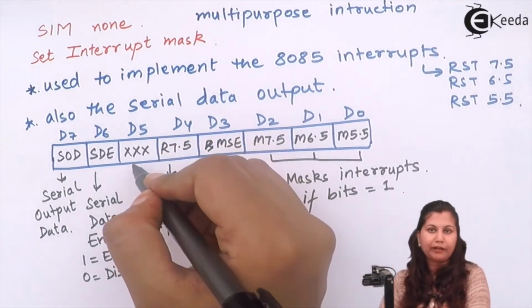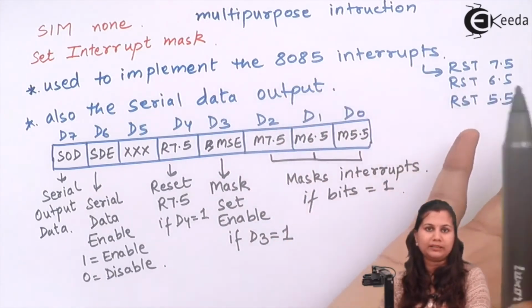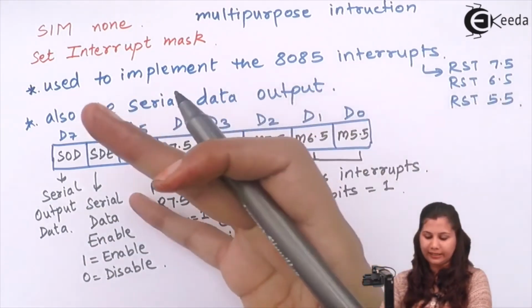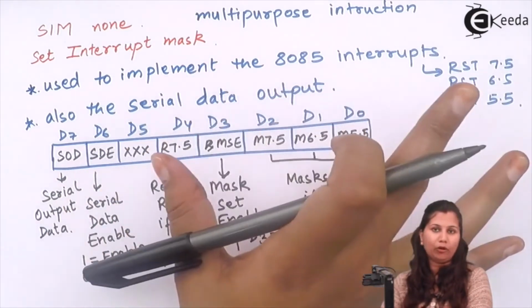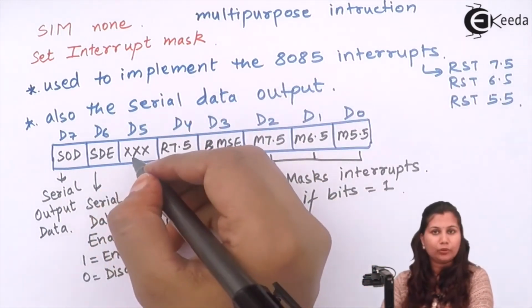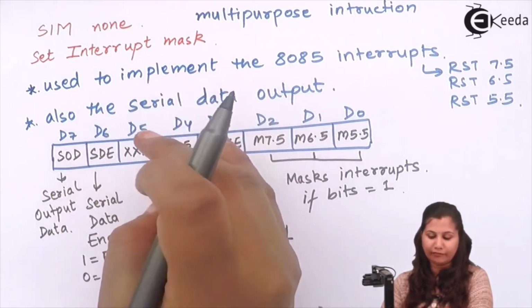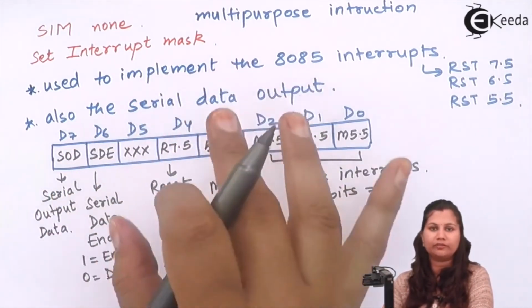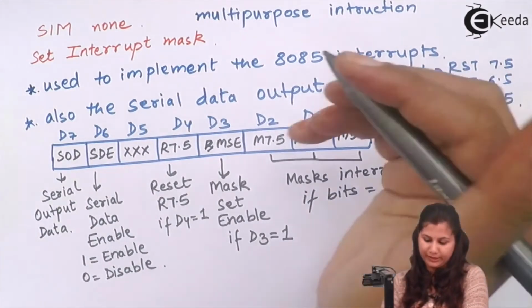Then we have D5, these are the don't care bits. Whether it is 0 or 1, it has no effect on any operation. So these are the don't care bits. If it is written X, it means whether it is 1 or 0, there will be no effect on the operation of the microprocessor.